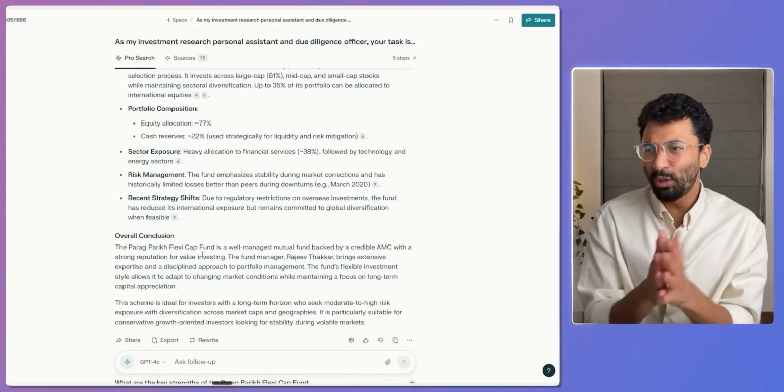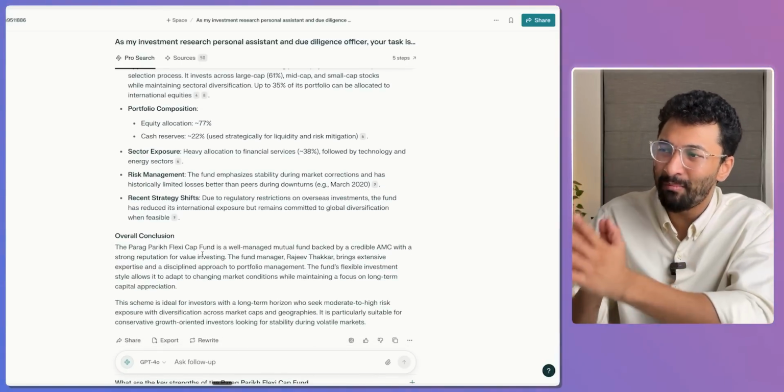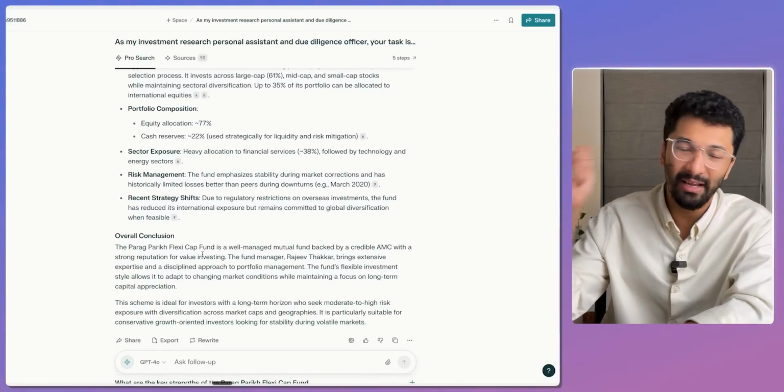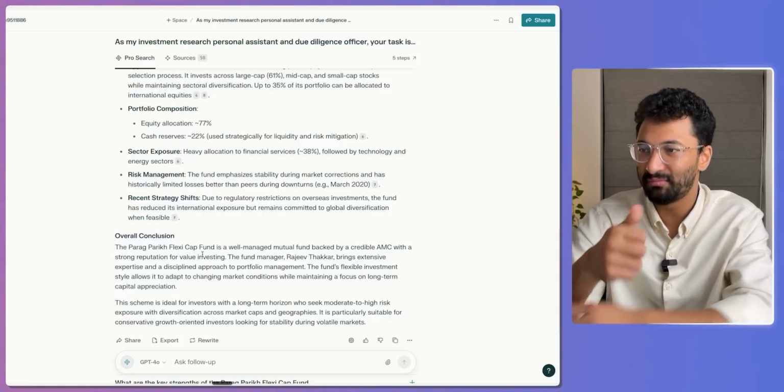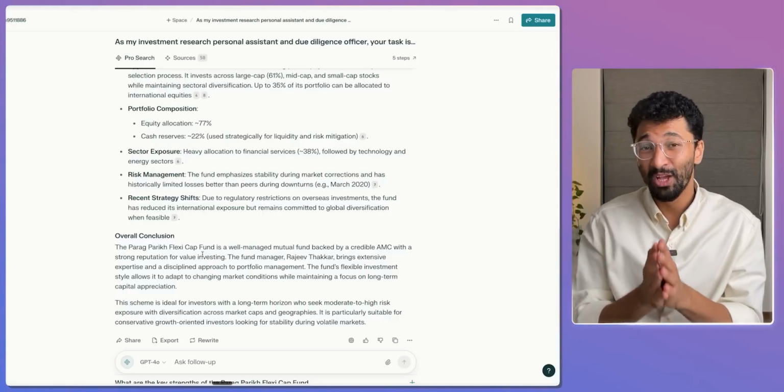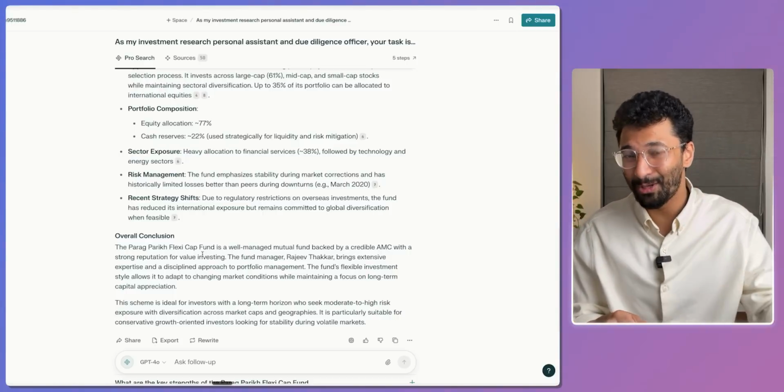But overall, the conclusion is that Parag Parikh is a well-managed mutual fund backed by a credible AMC. Rajiv Thakkar brings extensive experience. So both those boxes get ticked off. Now, there could be funds where the AMC has been around only for, let's say, 2 years. That doesn't make it a bad AMC because all AMCs started somewhere, right? But there are so many options available. Why do you want to go with someone who's relatively new? Why not just go with someone who has stood the test of time through different market conditions?